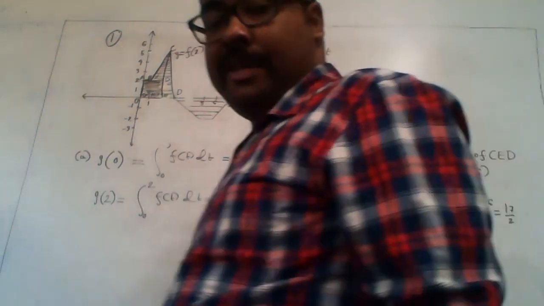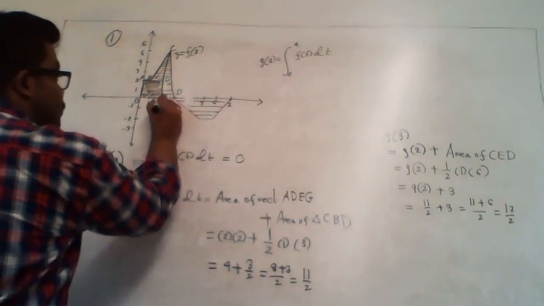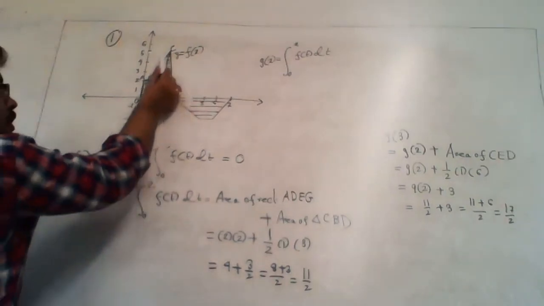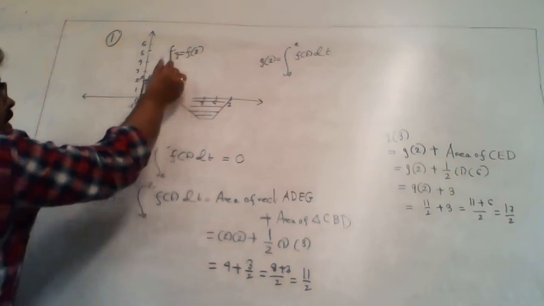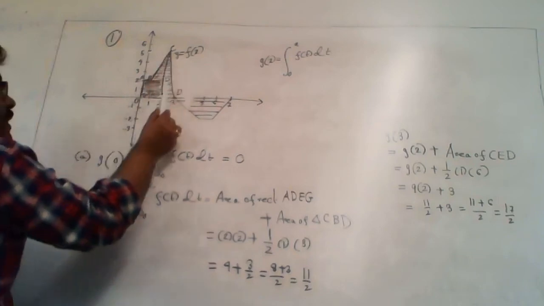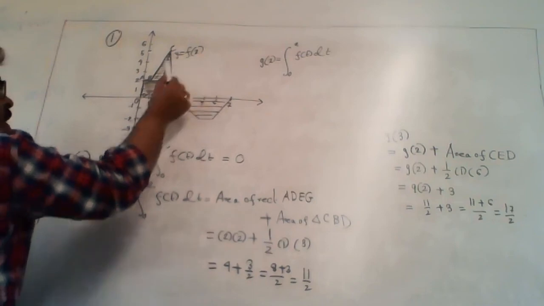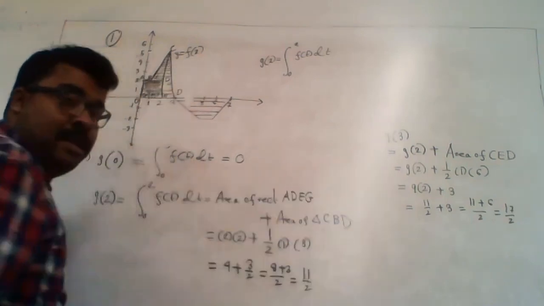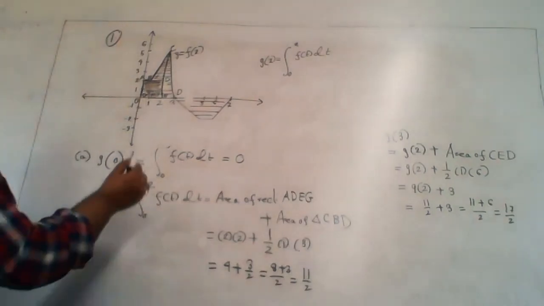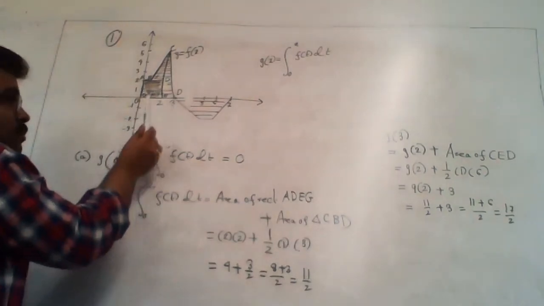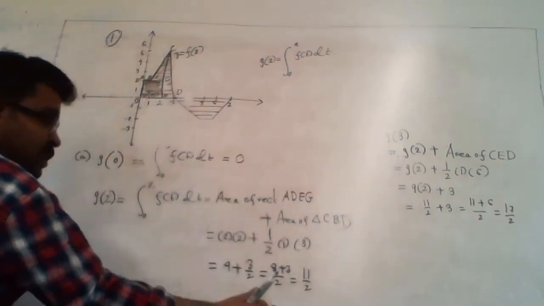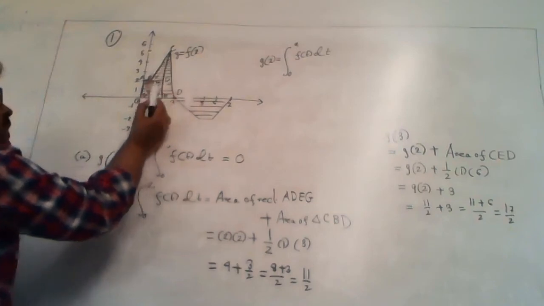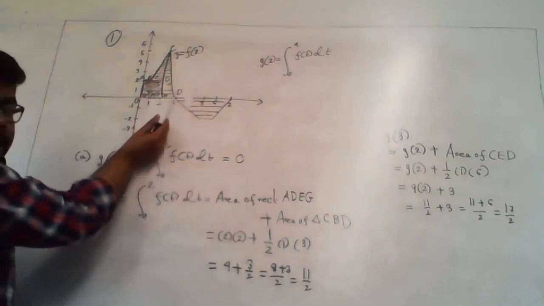So G of 3 means area up to this 1, 2 and 3. So this is 3, right? So this whole area from 0 to 3, the area bounded by the curve y equals f of x and the x-axis from 0 to 3. This is G of 3. So I can split it up into from 0 to 2 plus 2 to 3. So 0 to 2 means G2, you have already computed this out, plus the area of this additional triangle C, E and D, this one.